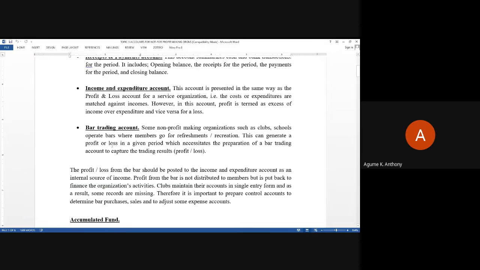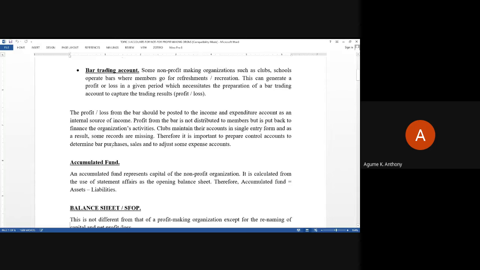Then the profit or loss from the bar should be posted to the income and expenditure account as an internal source of income. And this profit from the bar is not distributed to members, but is put back to finance the activities of the organization. Clubs maintain the accounts in single entry form. As a result, some records are missing, and to that effect, you need to prepare control accounts to determine the bar purchases and sales, and also to adjust some expense accounts. We have already looked at the control accounts.